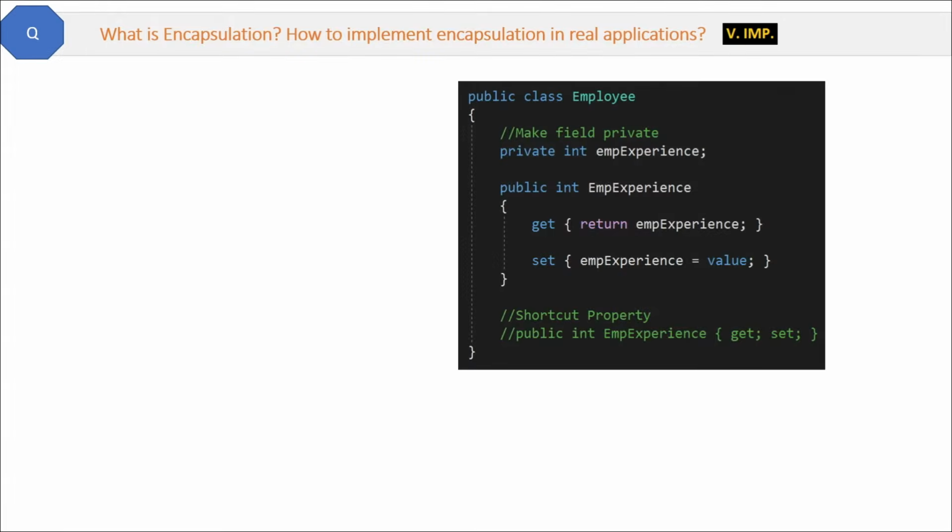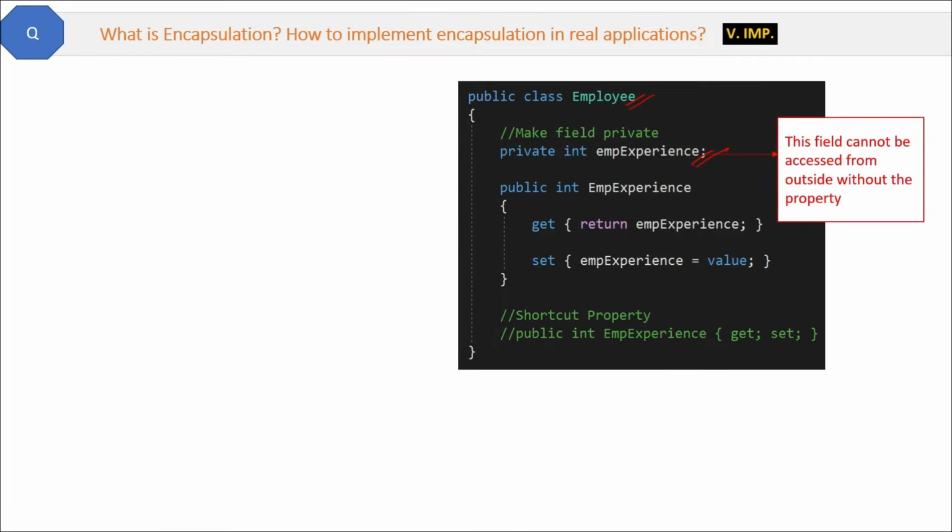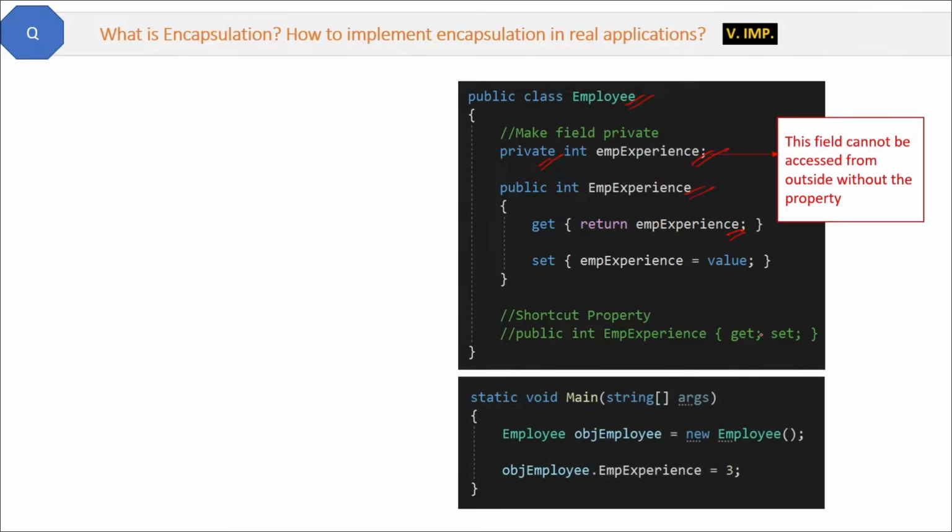Let me show you the code first. Here is an employee class which has a field EMP experience, which is basically the employee experience. Remember, when we say field in C#, it represents the data only. Now this field cannot be accessed from outside of this class because it is a private field. To access this field outside, we have to create a public property EMP experience like this. Now if you want to access this data outside the class, here you can see the main method, and here we will not directly access the field, but we will access the EMP experience property.